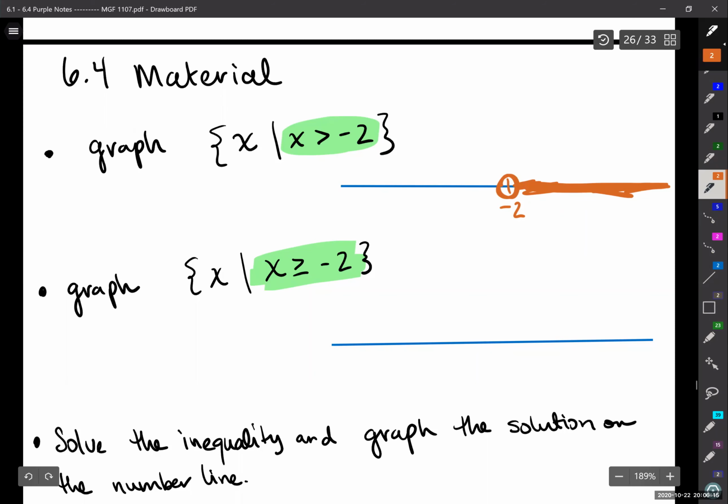Now the next one is very similar, except do we see it's greater than or equal to? So the main change is here at -2. We're going to have a solid circle showing we can equal -2, and we can also be everything greater than -2. So watch out for that greater than or equal to or just greater than.